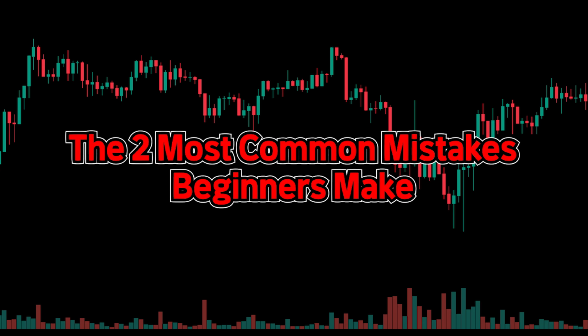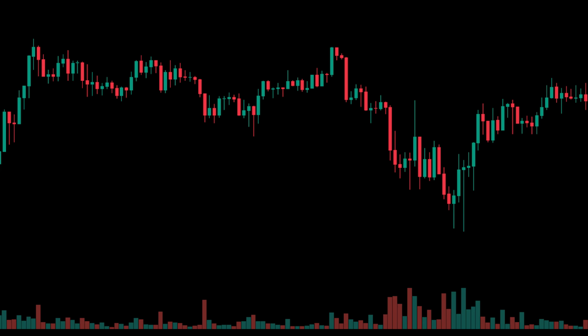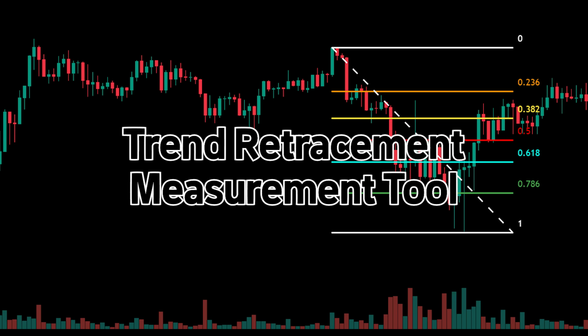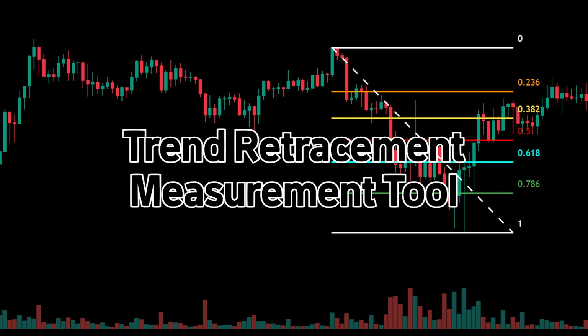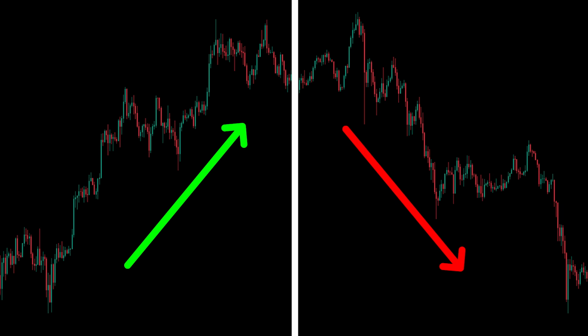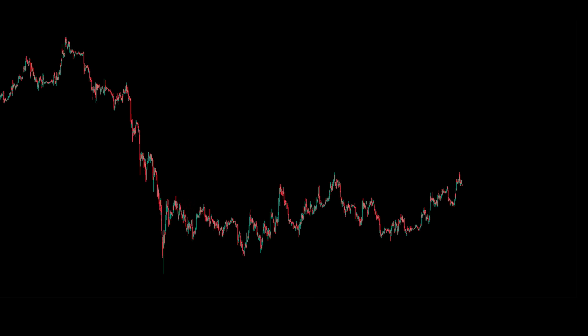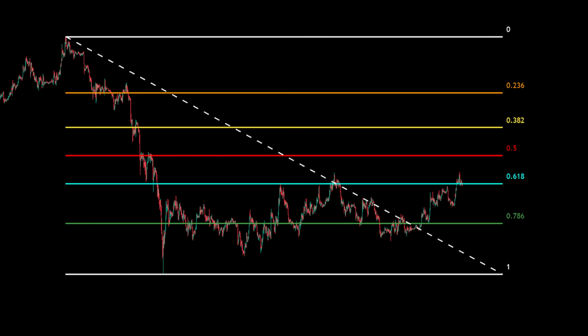Before we dive in, let's go over 2 mistakes most beginner traders keep making. The first mistake is drawing Fibonacci without confirming the trend. Fibonacci retracement is a tool for measuring pullbacks within a trend. If you draw it anywhere without first identifying whether you're in an uptrend or downtrend, the signals you get will be meaningless.